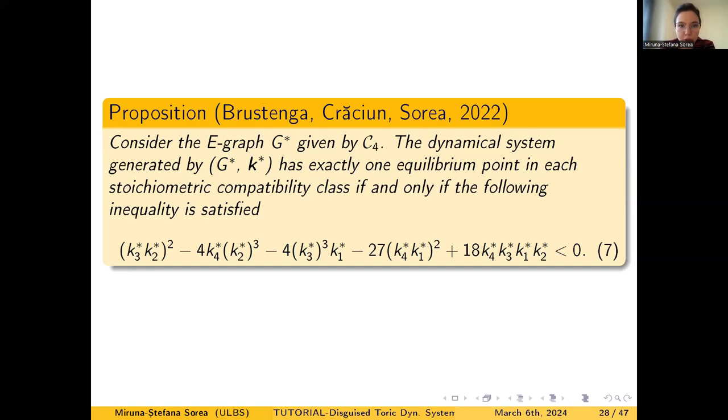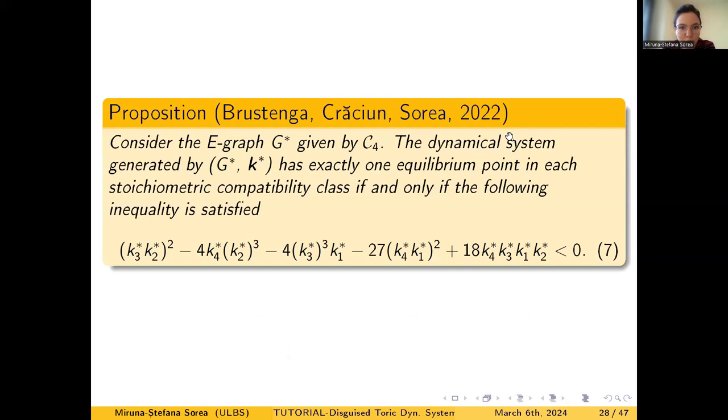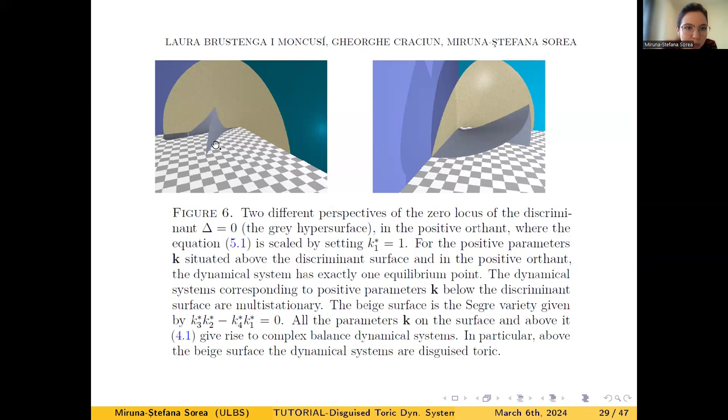Let's understand this. You see this equation; I will first think of it in terms of an equality, so let's draw the zero locus of that one. Once you look in the affine space, just pick, for instance, K4 star to be one, then you get a three-dimensional picture, and it is this singular surface here in gray. I have two pictures just to see from different angles, so two perspectives of the zero locus of this discriminant.